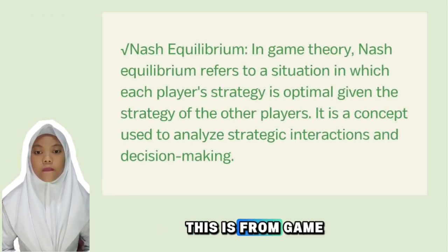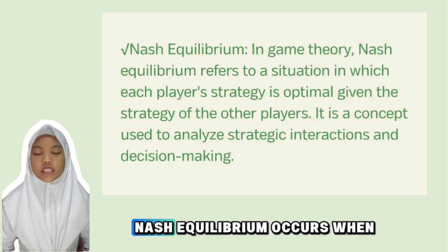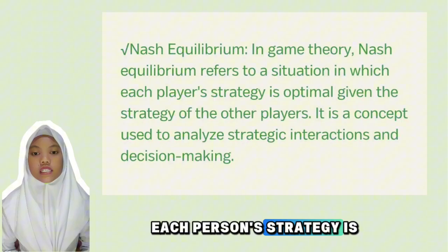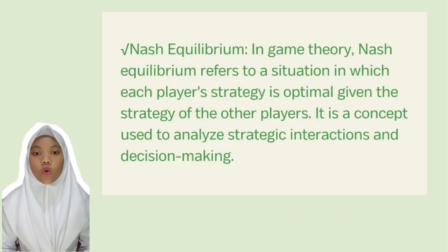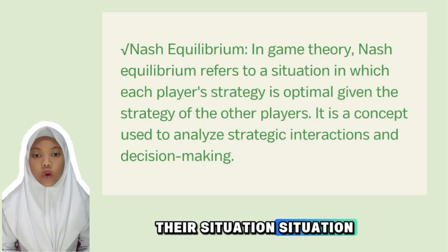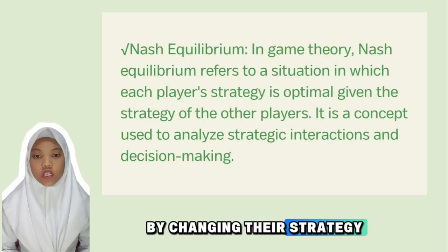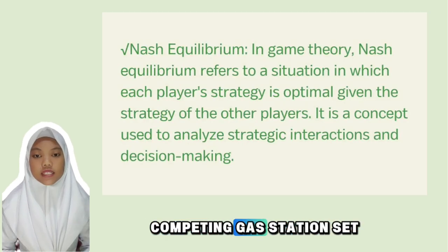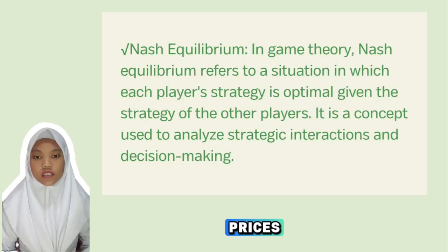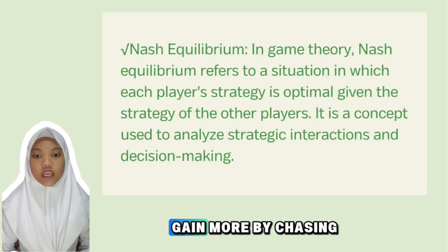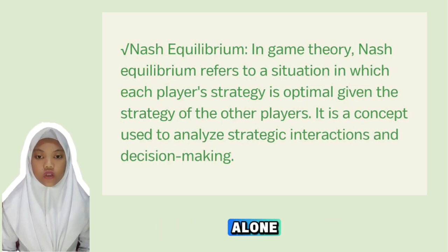The last is the Nash equilibrium. This is from game theory. Nash equilibrium occurs when each person's strategy is optimal given what others are doing. No one can improve their situation by changing their strategy alone. For example, two competing gas stations set prices. If both choose the price where neither can gain more by changing alone, that is the Nash equilibrium.